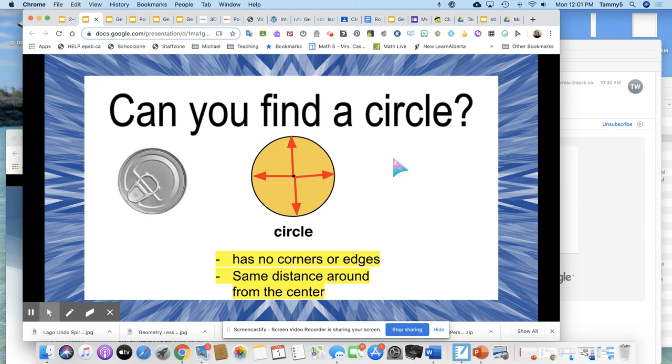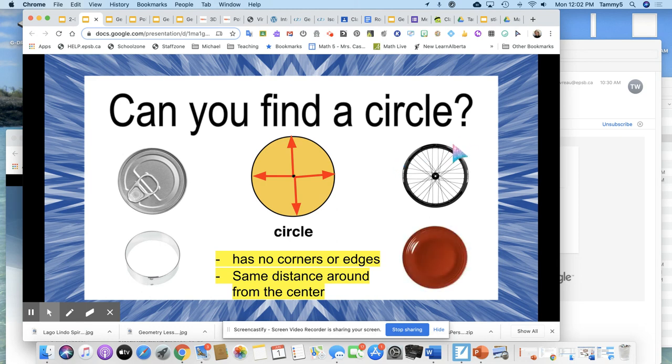Hopefully you were able to find some examples. For me, I was able to find the lid of a can as an example of a circle. Also, I found a cookie cutter. A bike wheel also is an example of a circle. And then I also found a plate. Hopefully you were lucky and found some circles too.